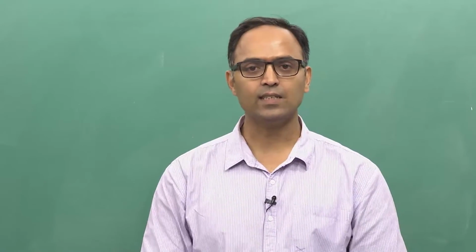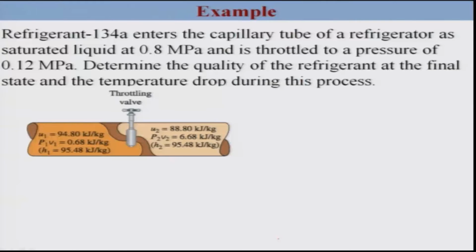Okay, so let us take this and understand a bit more about the throttling valve. This is an example of a refrigerant which enters the capillary tube of a refrigerator at a condition which is saturated liquid at 0.8 megapascal and is throttled to a pressure of 0.12 megapascal. So, there is a huge jump in the pressure, and hence your temperature should also change. Determine the quality of the refrigerant at the final state and the temperature drop during this process. Okay. So, we will consider this as 1 and this as 2.